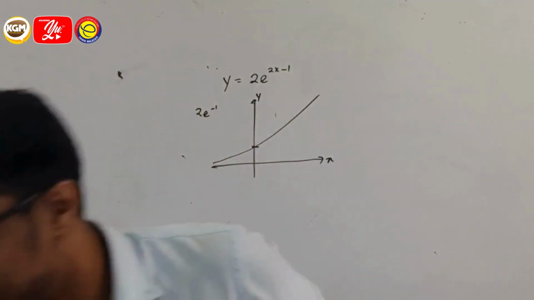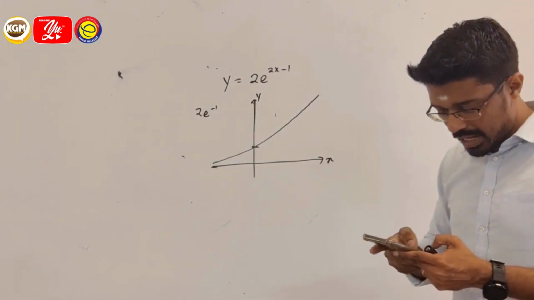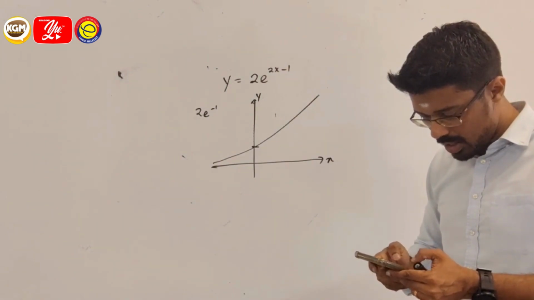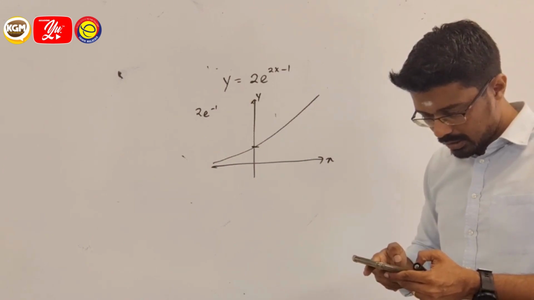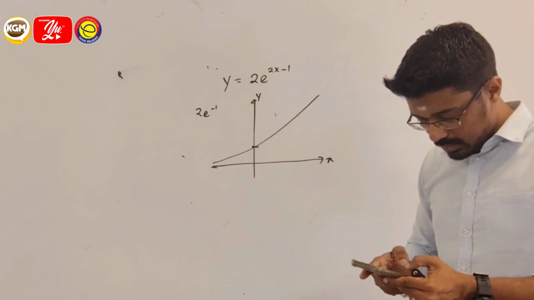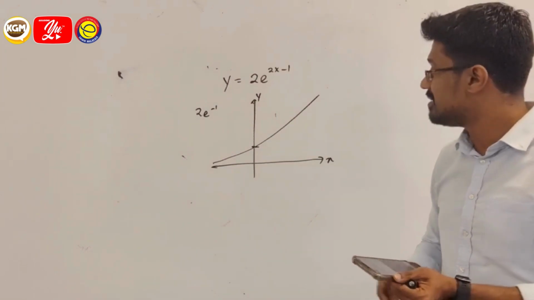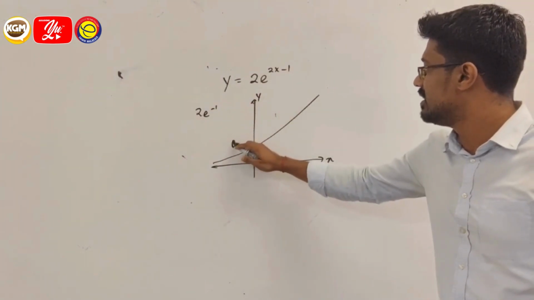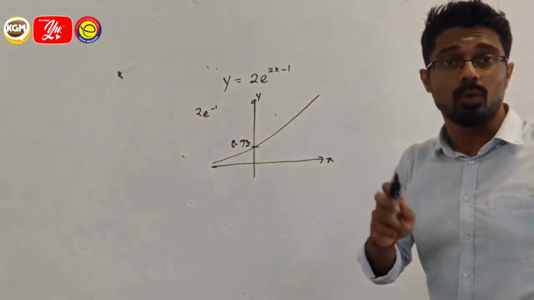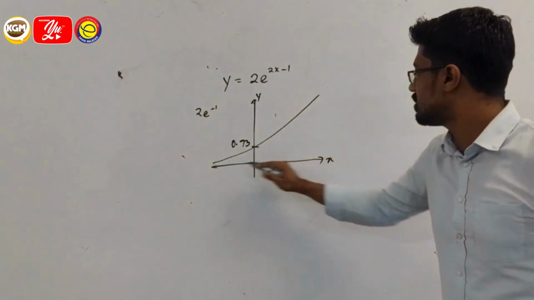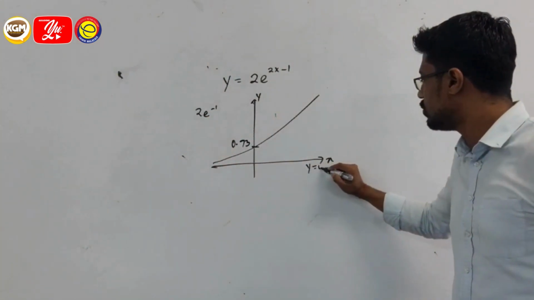Let me put that in my calculator. So I'm going to get 2 e power negative 1. That is going to be 0.73. Okay, so that is going to be the y-intercept. As you can see here, this is your asymptote. This is your asymptote, this is your y equal to 0.